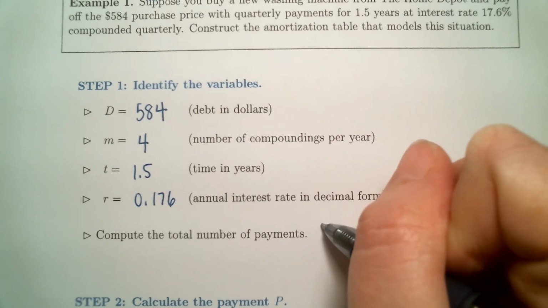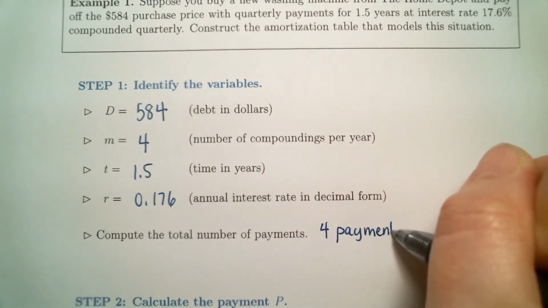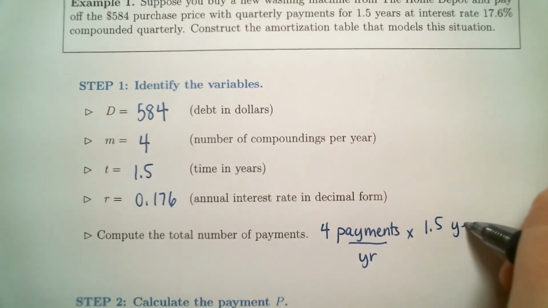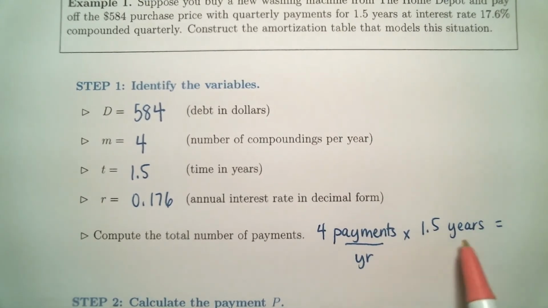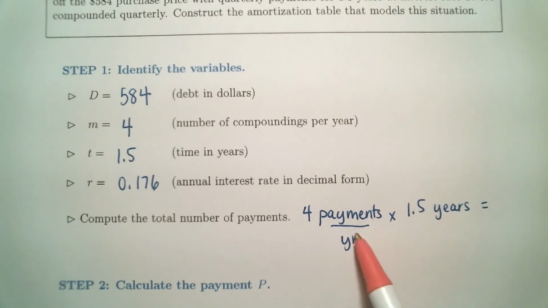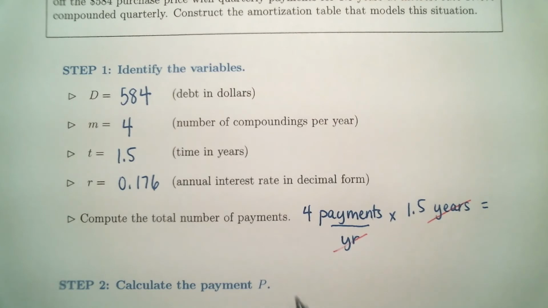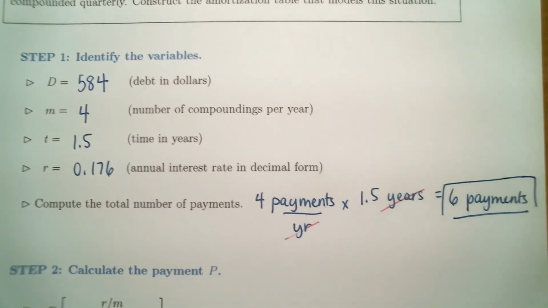Okay, so that means 4 payments per year times 1.5 years. I always like doing this using units, so I can see that years in the bottom cancels with years in the top, and I'm just left with the number of payments. 4 times 1.5 is going to be 6. So there's going to be 6 total payments that you are going to have to make in order to pay this washing machine off.